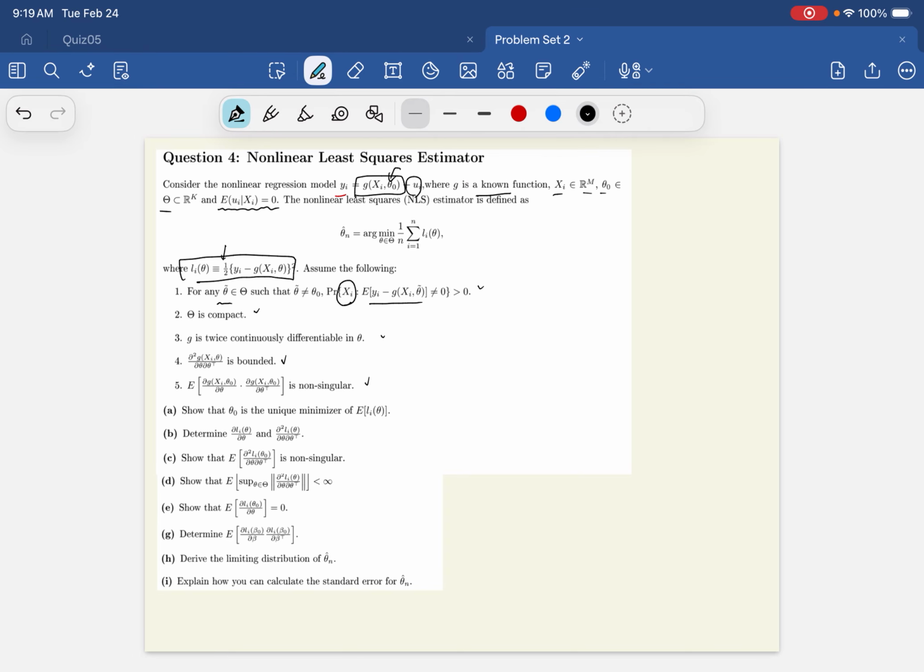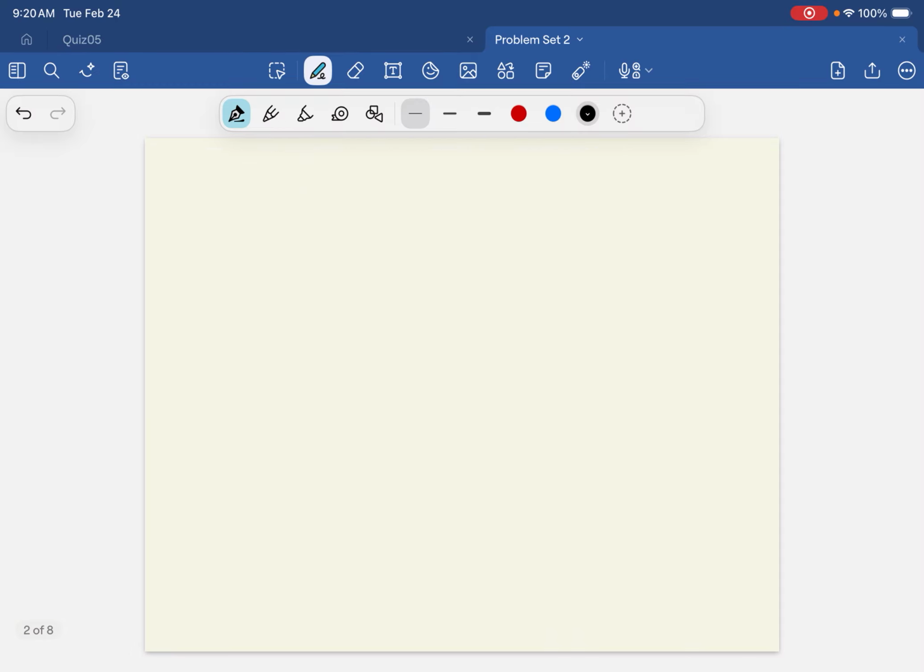Okay, there are many questions. F is missing, right? A hidden assumption, a hidden question. Anyhow, let's go. The first one: theta 0 is the unique minimizer of the expected value of L, where L(theta) is 1 over 2 times (y minus g(x, theta)) squared.